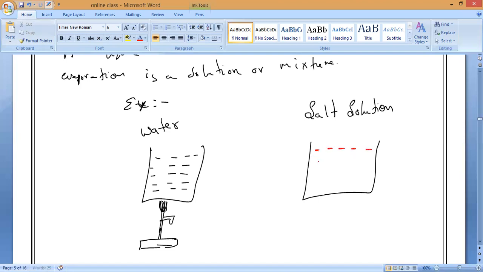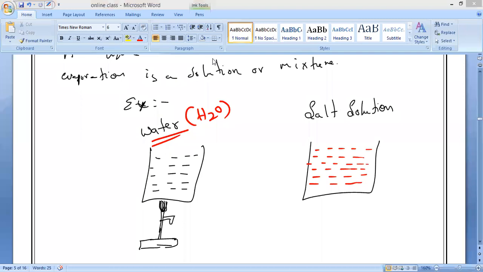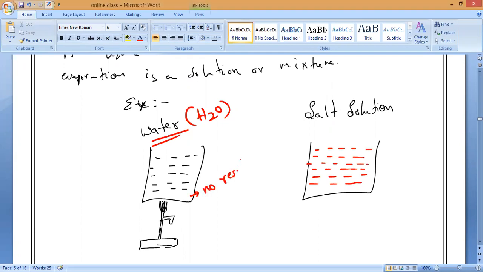If I heat the water, will anything be left behind after evaporating, after completely converting into gas? No, sir. So that is why water is called what? Is water a mixture or a compound? No residue. Compound. So that is why it is called a compound.